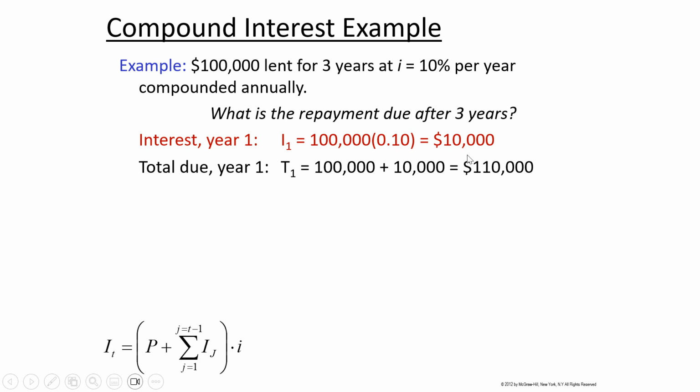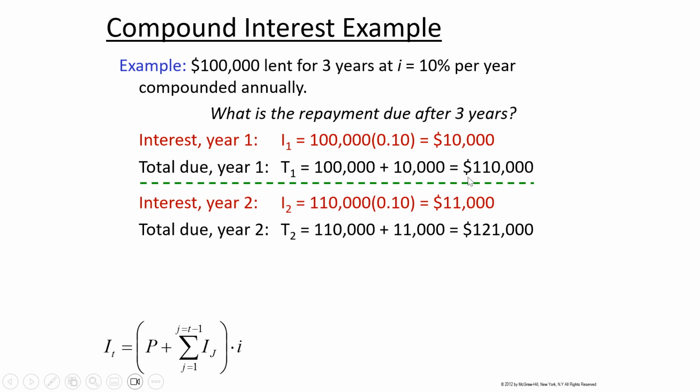$110,000. So now during the second year, the interest that they're going to owe is not $10,000 again. In the second year, they owe interest on the total amount that they haven't yet repaid, which is $110,000. So in year 2, you can see that the interest amount is 10% of the previous balance, $110,000. So they owe $11,000 in new interest, which is added to the previous balance of $110,000. So now at the end of the second year, their tab is $121,000.